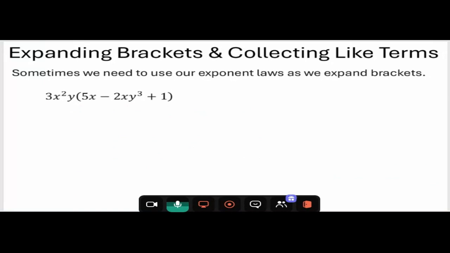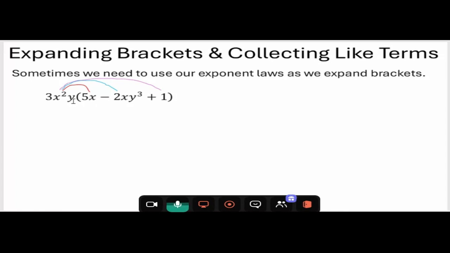Okay, next, when we expand brackets, we might run into our exponent laws now that we've learned them in chapter 5. So we have a 3x squared y out front that we want to multiply through this bracket. Same process. We're going to multiply it by everything individually. So let's take it bit at a time. I'm going to multiply 3x squared y times 5x. And remember, when we do this from chapter 5, we multiply the matching things.